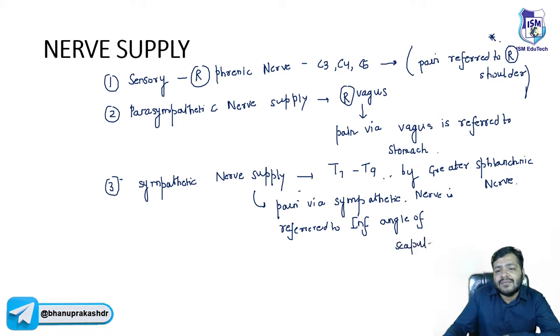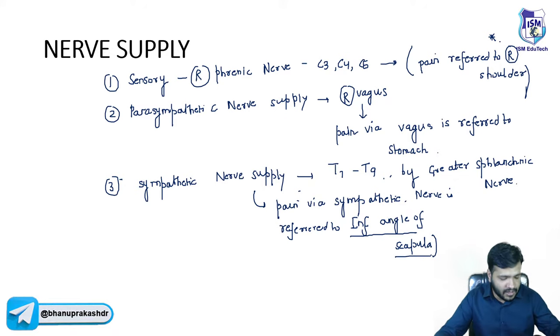Now my question to you guys is, the inferior angle of the scapula is located at which rib? I want answers from everyone in the chat box. Chalo jaldi se answer bataiye. Kaun si rib pe hota hai bhai?